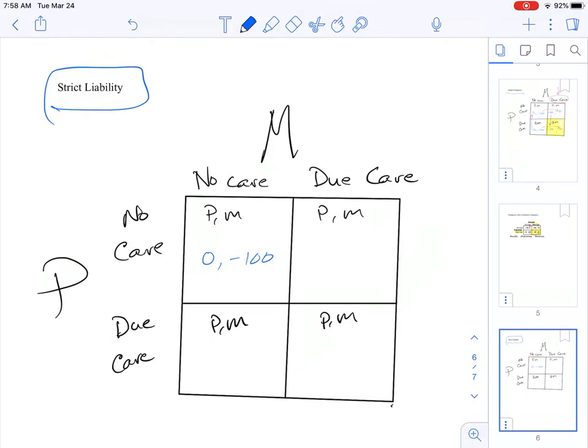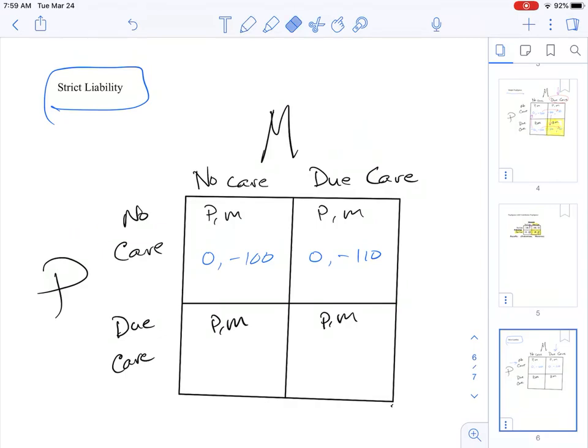So if nobody exercises care, there's an accident, the motorist is liable, but nobody incurs the $10 cost of using care. Now, what if the pedestrian does not take care, but the motorist does take care? Well, that puts us in this top right cell. Will there be an accident? Yes. Who will have to pay for that? The motorist, because it's strict liability. And on top of that, the motorist has taken due care, so the motorist is out 110.